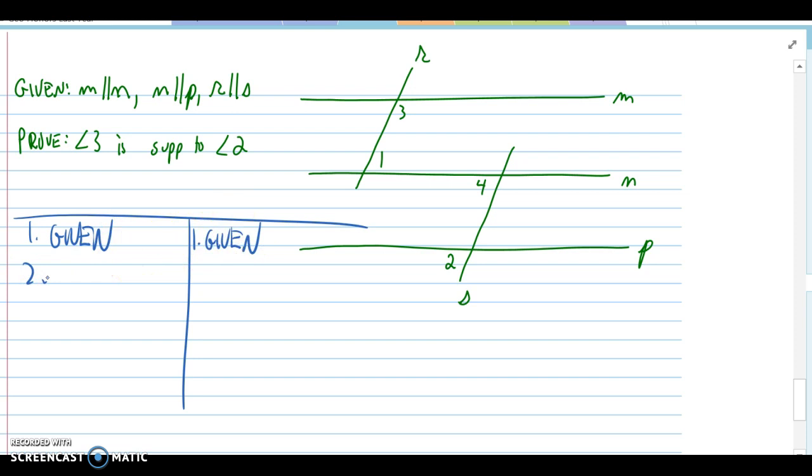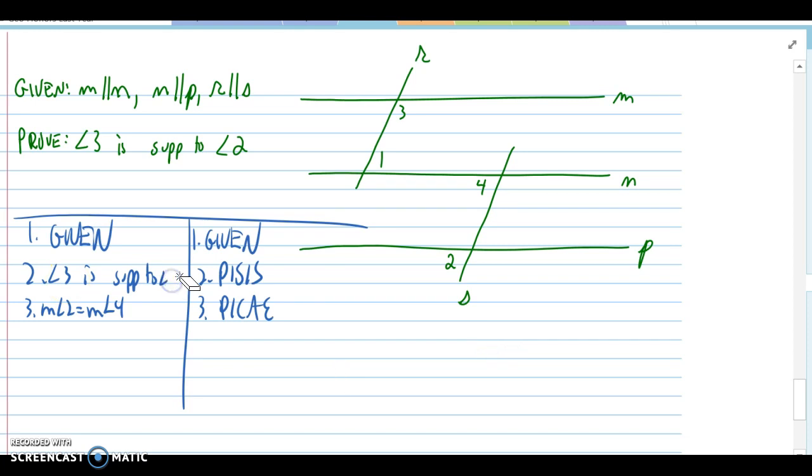Step 2, using the given, since M is parallel to N with R as the transversal, we can say that angle 3 is supplementary to angle 2. The reason: parallel implies that those same side interior angles are supplementary. N is parallel to P, so what this does is it connects angle 2 to angle 4. Measure of angle 2 is equal to measure of angle 4, and that would be by parallel implying that corresponding angles are equal. Good news, angle 3 and angle 2 are both in the proof.